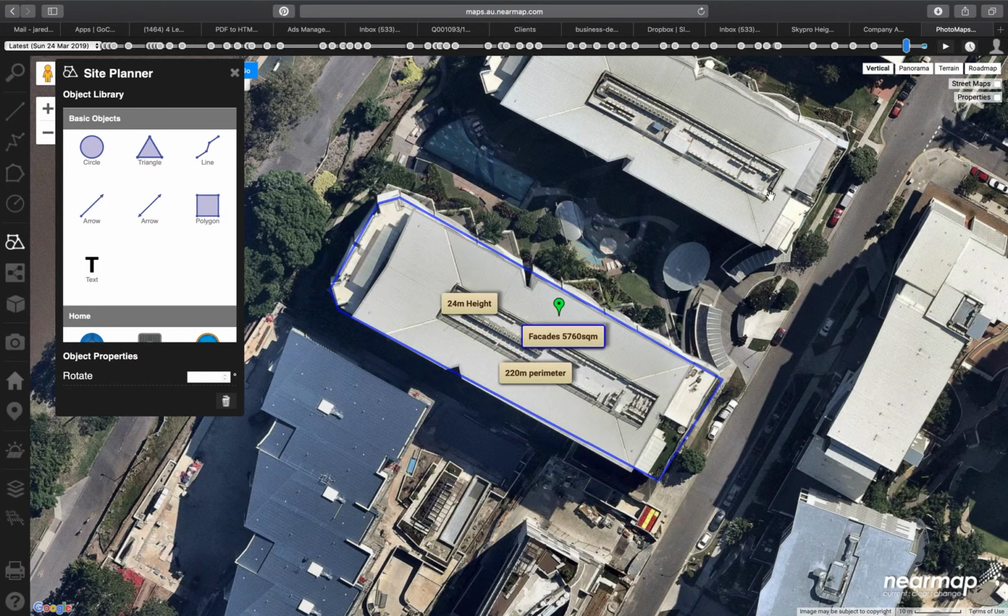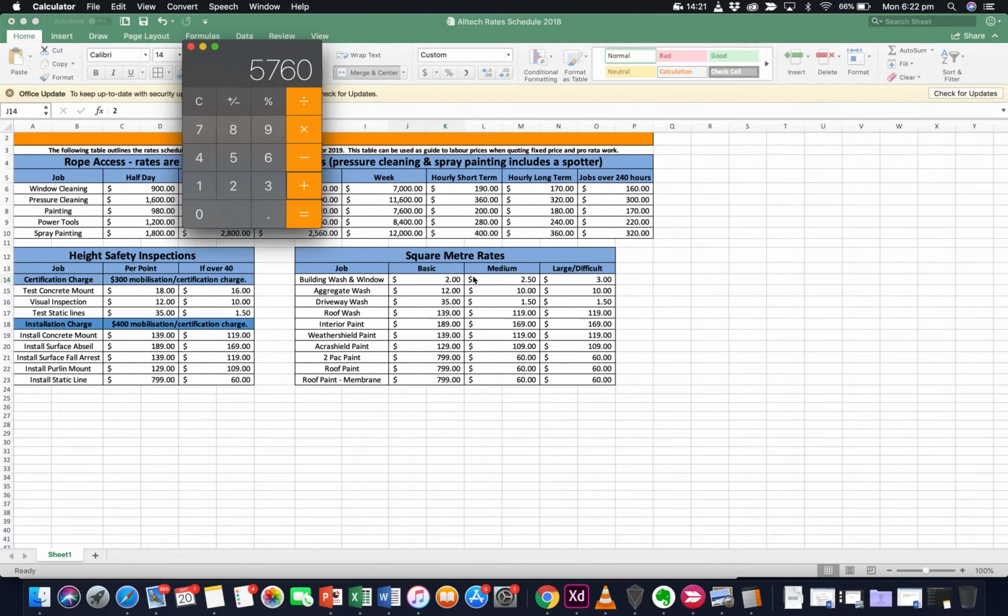So if we go back over to our spreadsheet here, we've got basic, medium, and large or difficult. So for a building wash and window clean, if that also had large balustrades and aid climbing, I'd be pricing it at around $3 a square meter. However, as it is, I'd be looking at around the $2.50 mark. So 5,760 times 2.5 equals 14,400.